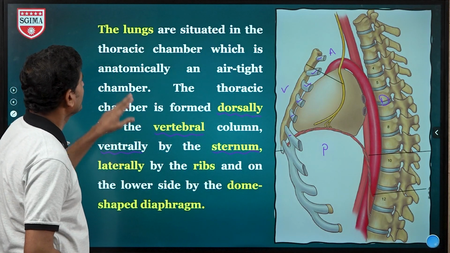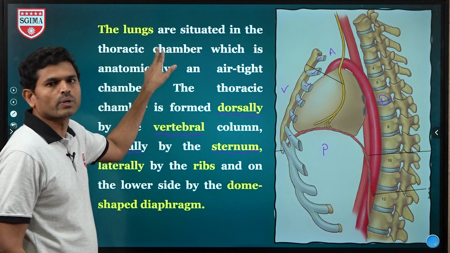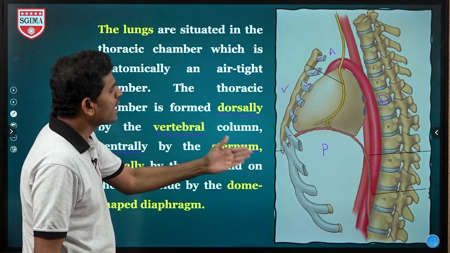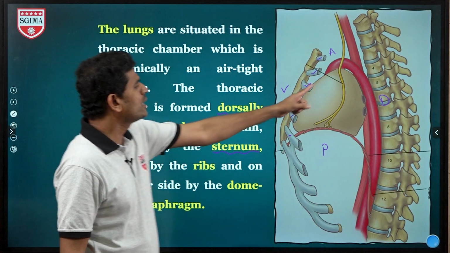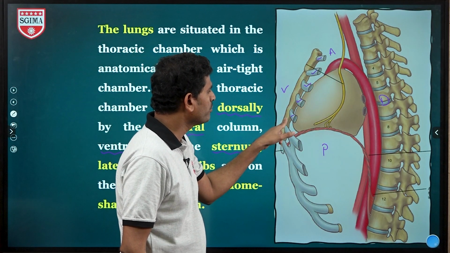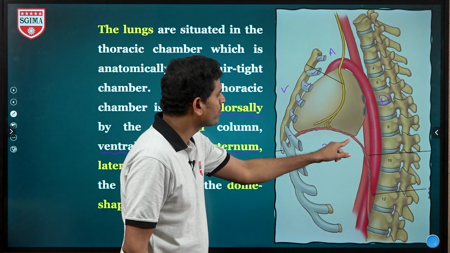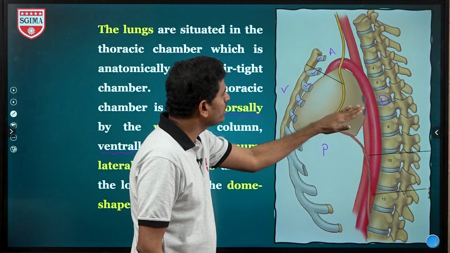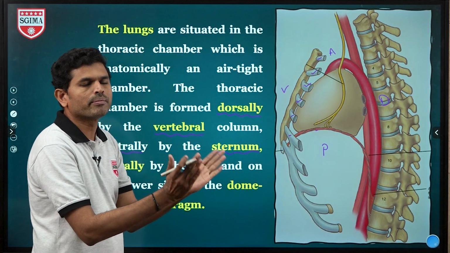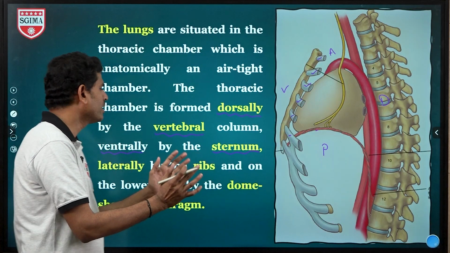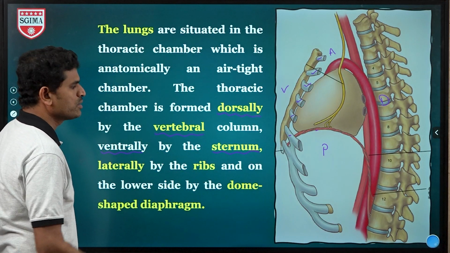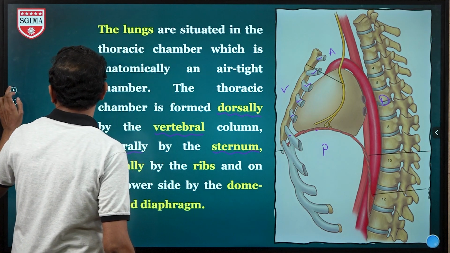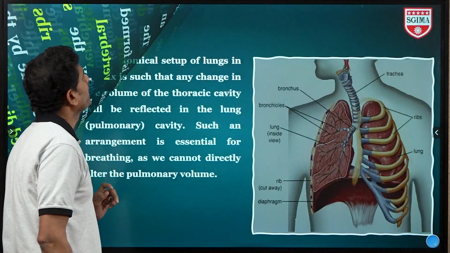Let us see that once again. The lungs are situated in the thoracic chamber, which is anatomically an airtight container. So how will this airtight container be formed? Dorsally the vertebral column, ventrally the sternum, and the posterior side is the diaphragm, and laterally, anteriorly nothing is there, so it closes here. So laterally which one? Ribs are present. All of these make the thoracic cavity an airtight container or chamber. That is what they explain here. So it is compulsory to remember this point, because there is a chance statements will be given on it. Okay? Next slide.